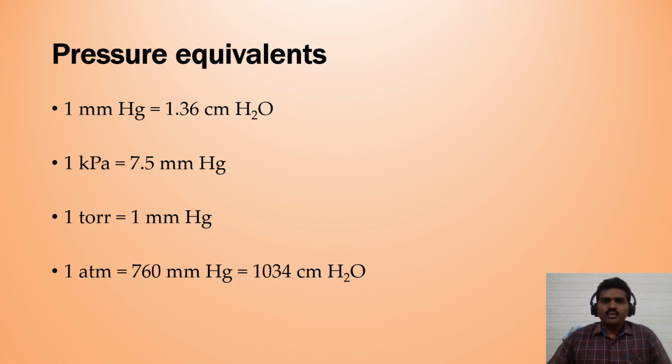So the first thing you need to concentrate on when you are talking about mechanical ventilation is the pressure equivalents. 1 millimeter of mercury is equal to 1.36 centimeters of water. 1 kilopascal is equal to 7.5 millimeters of mercury. 1 torr is equal to 1 millimeter of mercury. 1 atmosphere is 760 millimeters of mercury, or 1034 centimeters of water. With this basis, you will proceed on to the mechanical ventilation basics.